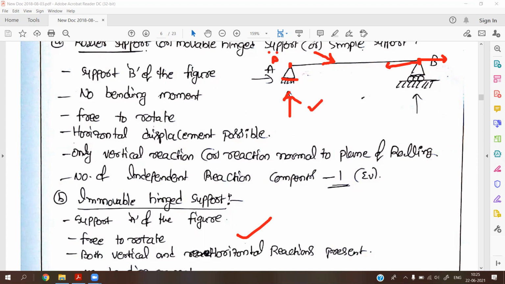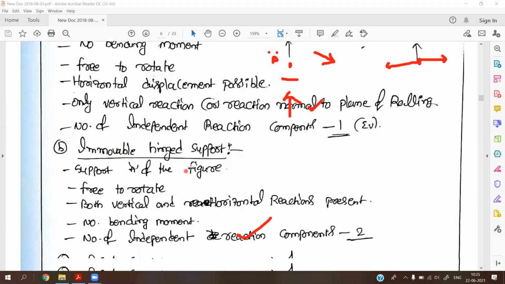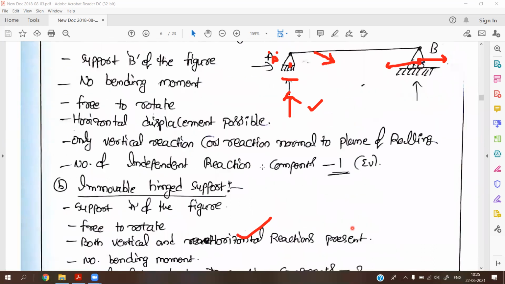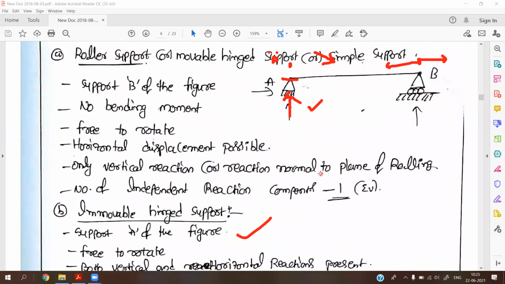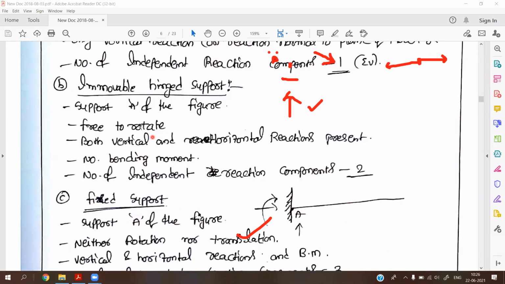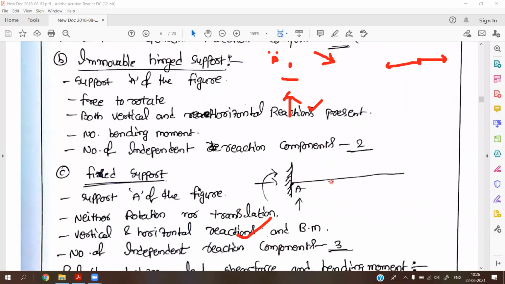So therefore, finally we conclude that an immovable hinge support has two reaction components: one vertical reaction and one horizontal reaction. So an immovable hinge support offers only two reactions, horizontal and vertical. And a roller support offers only the vertical reaction. Therefore, a roller support has one reaction component, and an immovable hinge support has two reaction components.